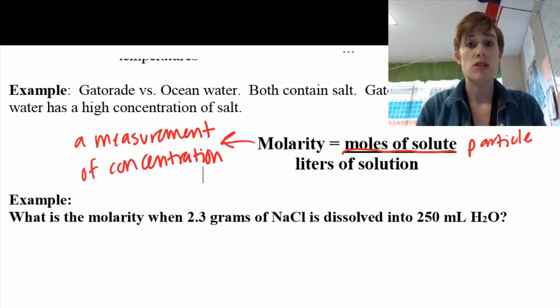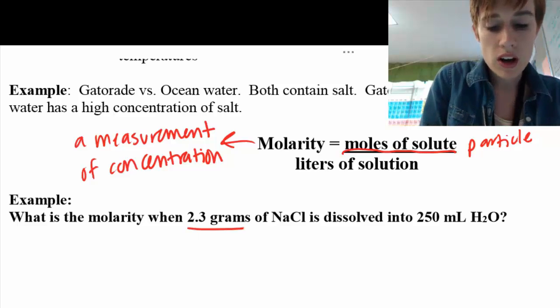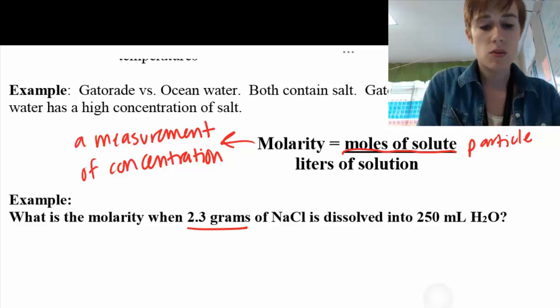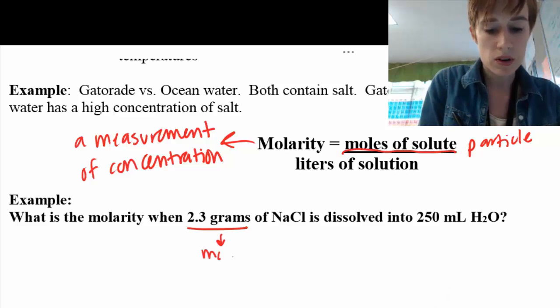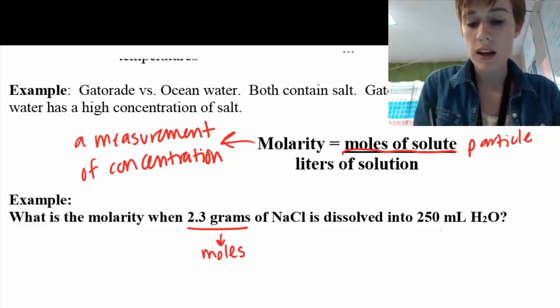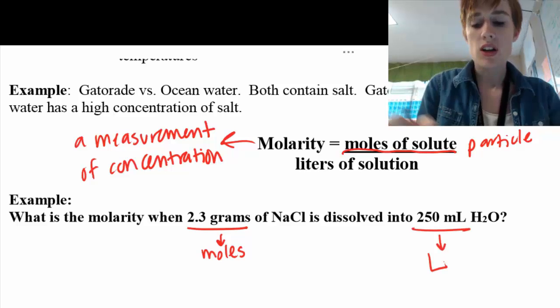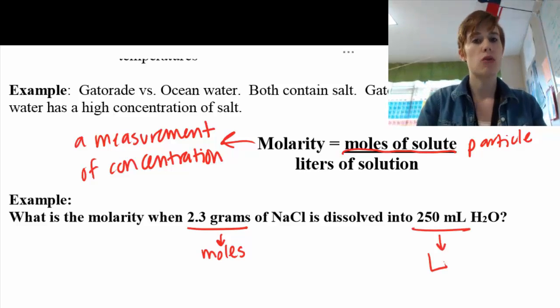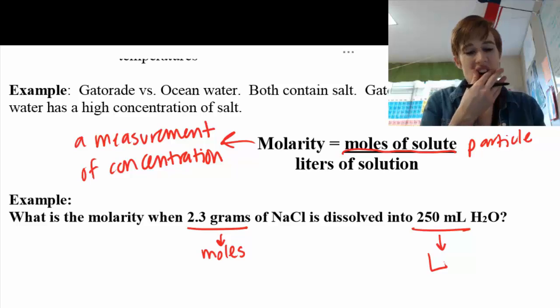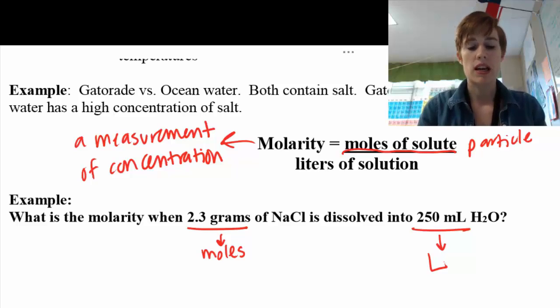Okay, let's look at the first example. In the first example, we're not given moles, we're given grams. So we're going to want to convert this gram number to moles. And we're not given liters, we're given milliliters. So we're going to have to do two conversions before I can plug it into the formula. If I take 2.3 grams of NaCl and I dissolve it into 250 milliliters of water, what's the molarity?